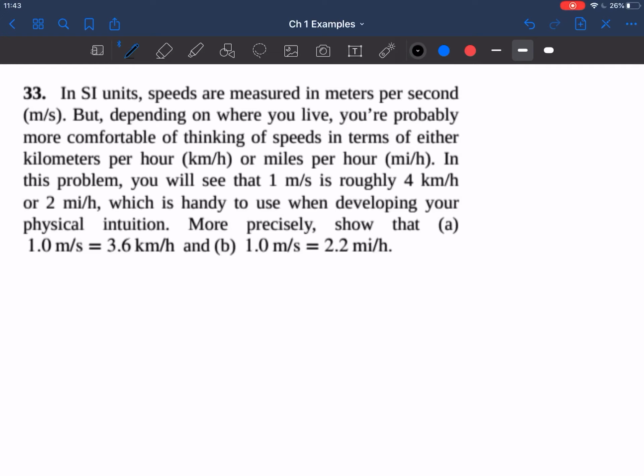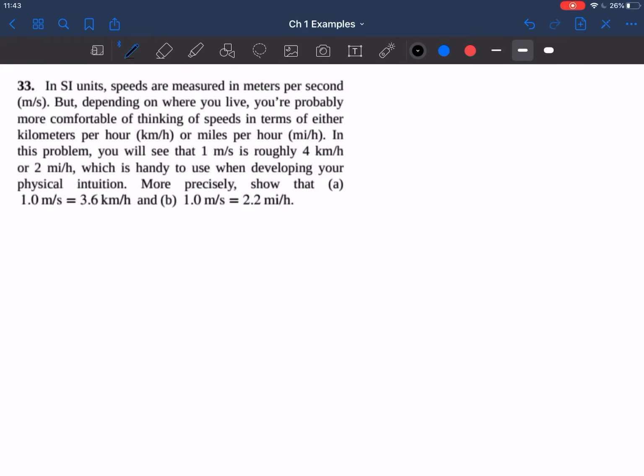So if you solve a problem and you get something like a car is traveling at 1,000 miles per hour, chances are you made a mistake somewhere, right? So we want to develop that type of intuition. Okay, but nonetheless, let's start solving this problem. So for part A, we need to convert 1.0 meters per second into kilometers per hour.